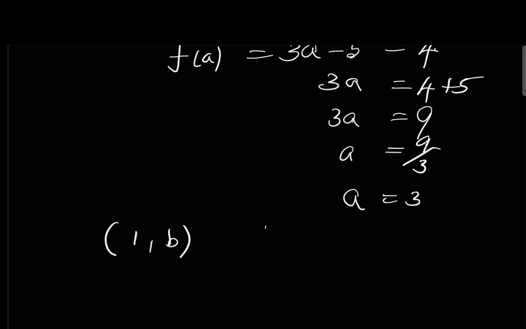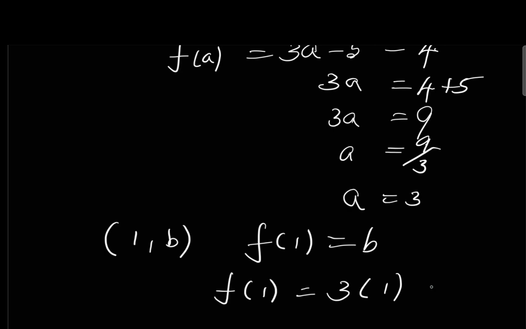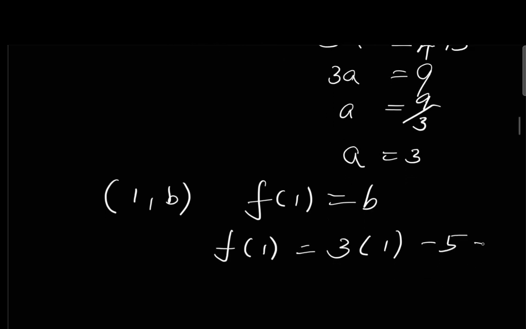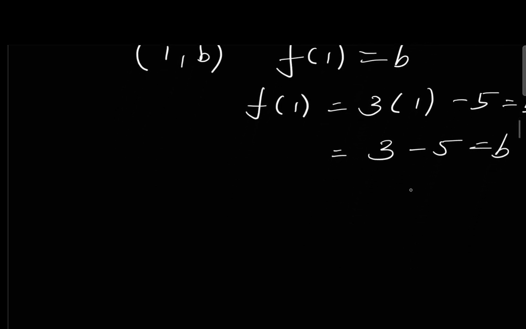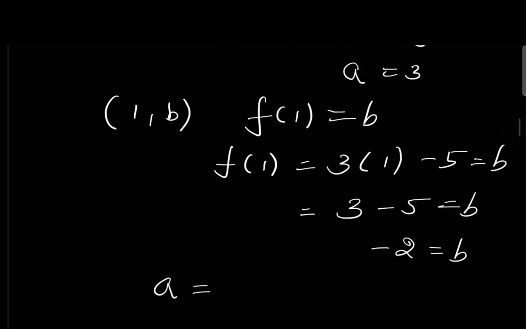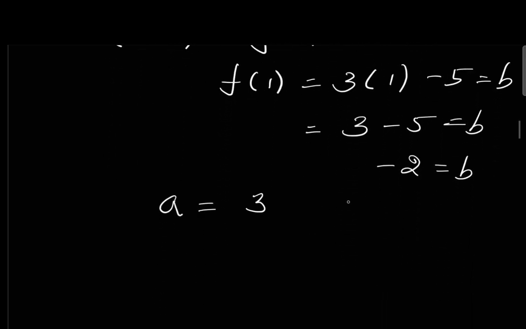Next is 1, b. 1 comma b. That is f of 1 is equal to b. So what is f of 1? Replace x as 1. 3 into 1 minus 5 is equal to b. So 1 3s are 3 minus 5 is equal to b. That is minus 2 is equal to b. So the value of a is equal to 3 and the value of b is equal to minus 2.